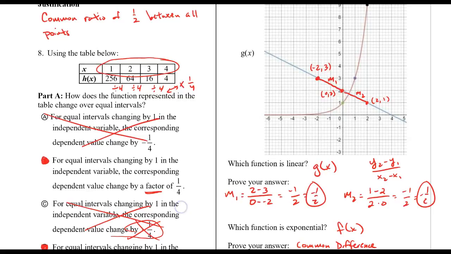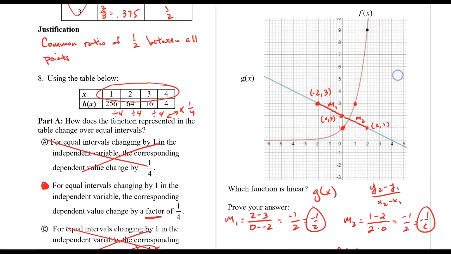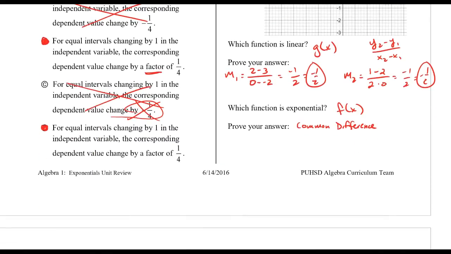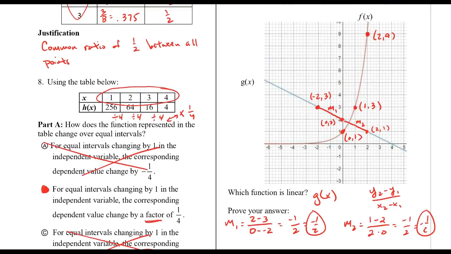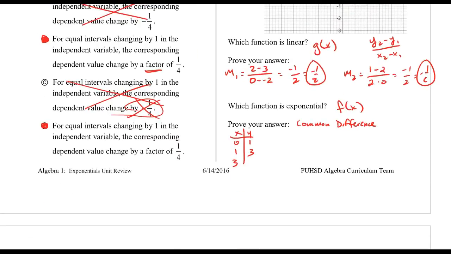So think back to what we did on this problem here. We showed the common difference by dividing the outputs. So again, I'm going to find a couple points that I know. We've got 3 of them. We have a point at 2, 9. This point here was at 1, 3, and this point down here was at 0, 1. So if we think about an input-output table, x, y: 0, 1; 1, 3; 2, 9.